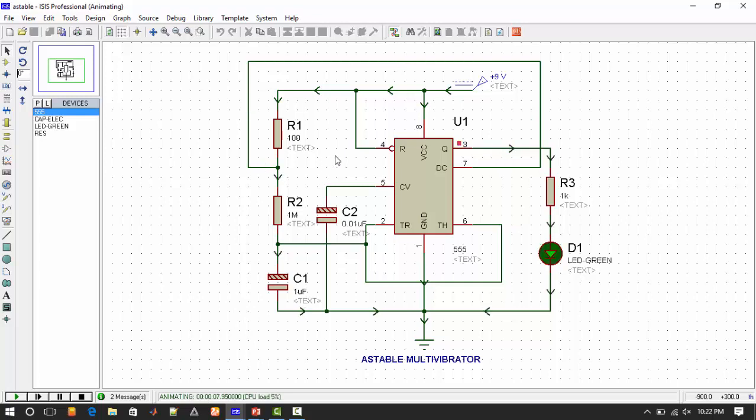And you can also see that while charging, that means during on time, the capacitor charges through R1 and R2 to the C1, but while discharging, the capacitor discharges only through R2. It doesn't discharge through R1. From this simulation also you can verify the formulas for the on time and off time.